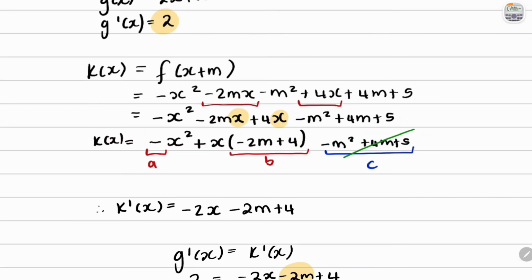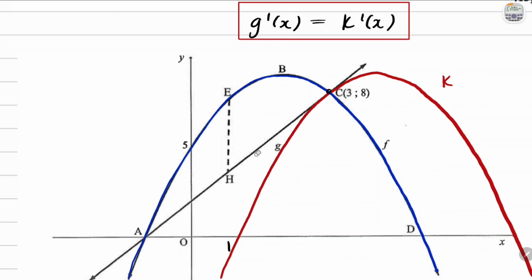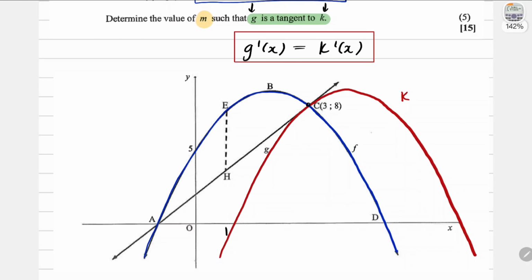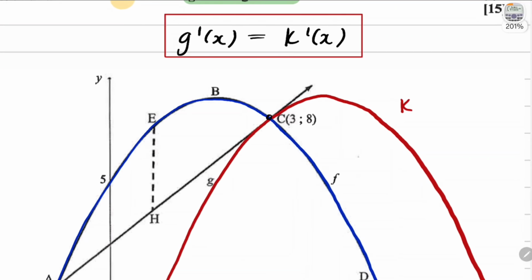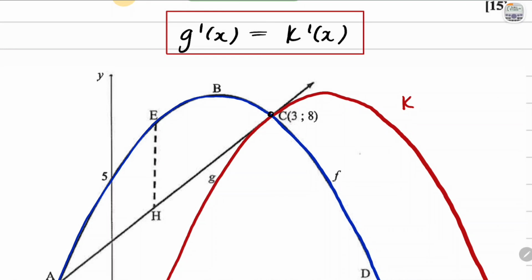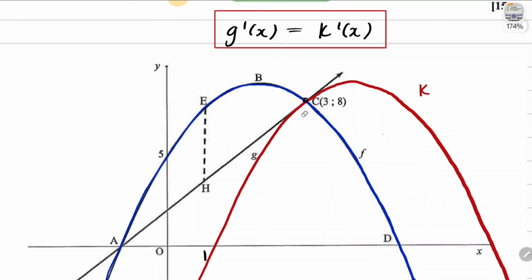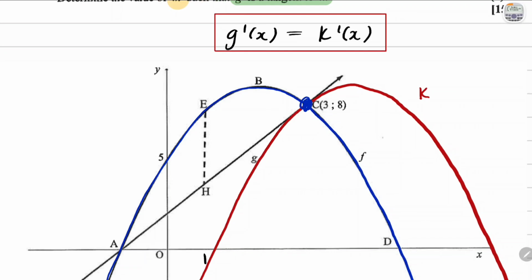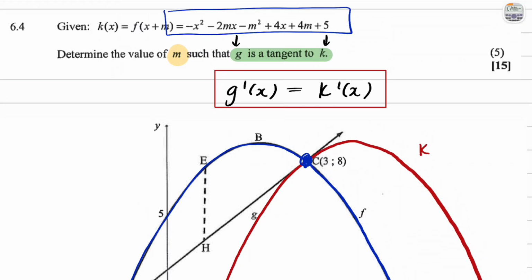And it has to relate to the fact that g is a tangent to k. Because it's a tangent, I know I just put it here now, but I don't know where it is a tangent. I can't assume anything. If it is a tangent to the graph of k, it means that the graph of g and the graph of k are intersecting at some point, meaning at some point they're equal. Their x and y values are exactly the same. So why don't we use that? So with that being said, we can make g of x equal to k of x.